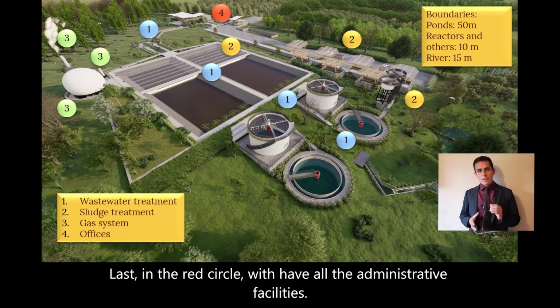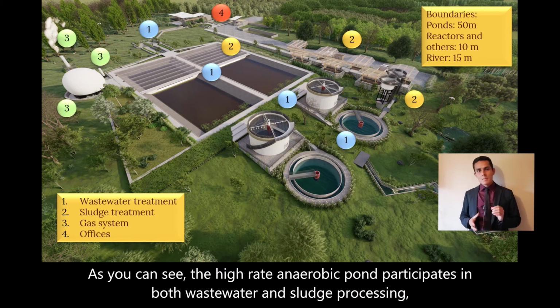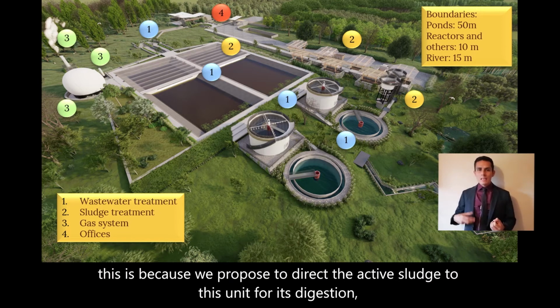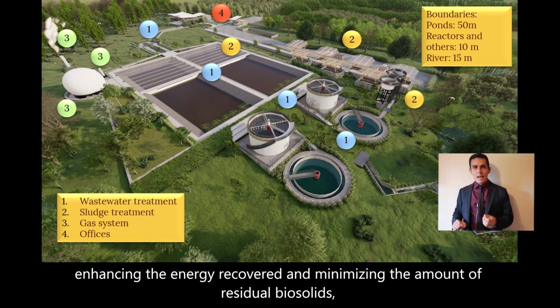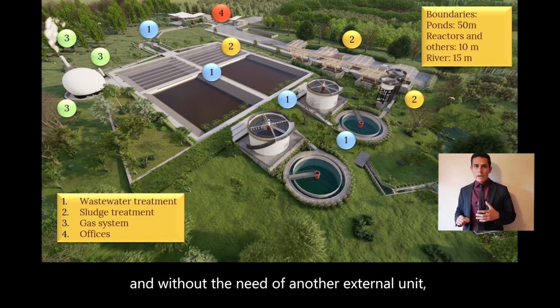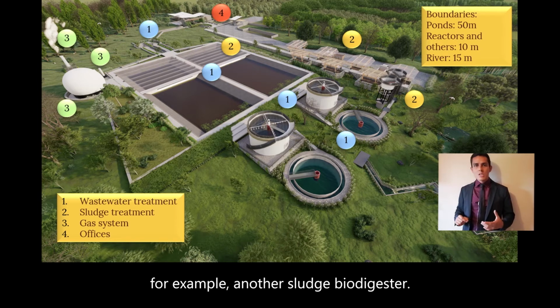And last, in the red circle, we have all the administrative facilities. As you can see, the high rate anaerobic pond participates in both wastewater and sludge processing. This is because we propose to direct the active sludge to this unit for its digestion, enhancing the energy recovered and minimizing the amount of residual biosolids, without the need of another external unit, for example another sludge biodigester.